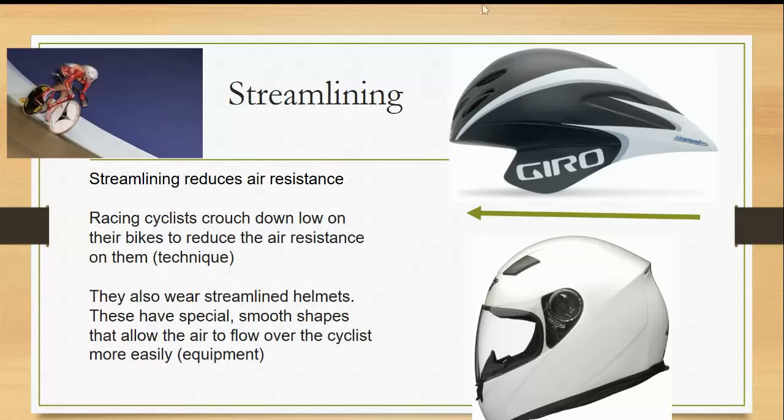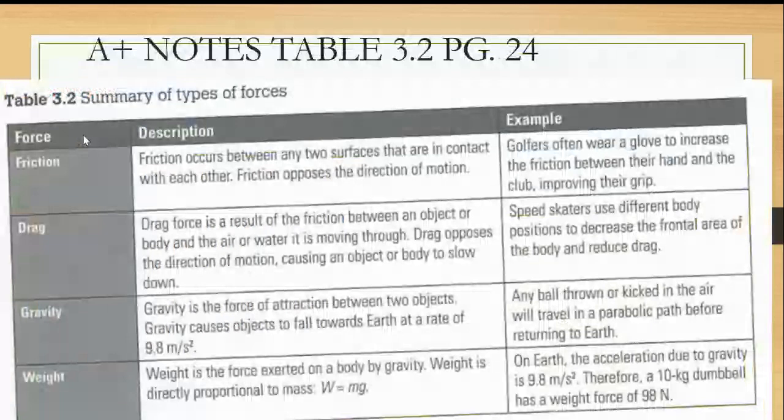Okay, but also they have technique too, where they keep themselves nice and low. They decrease their cross-sectional area or their shape, again, to decrease the amount of drag that they experience as they're moving. All right, so there's a few more definitions.